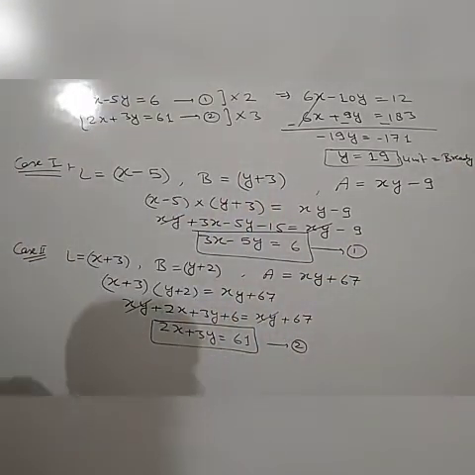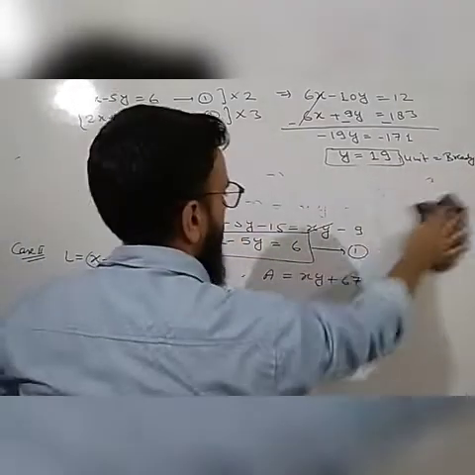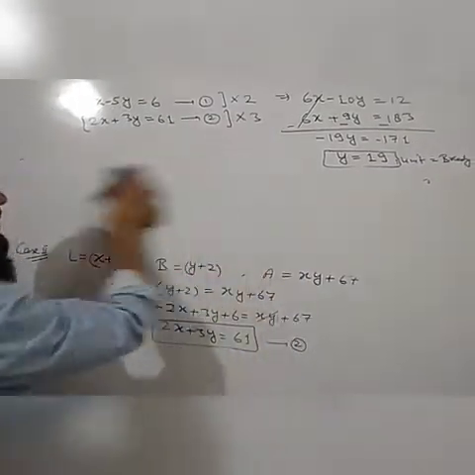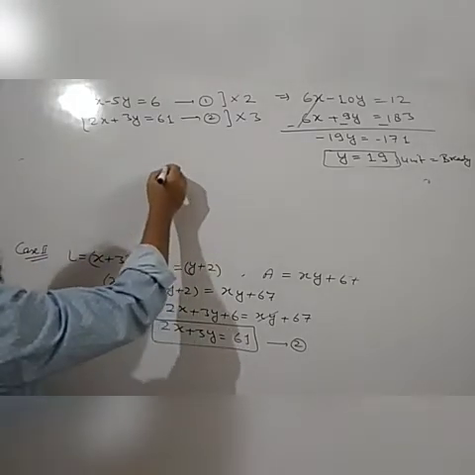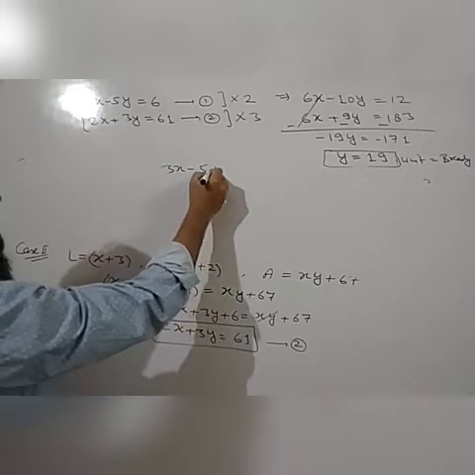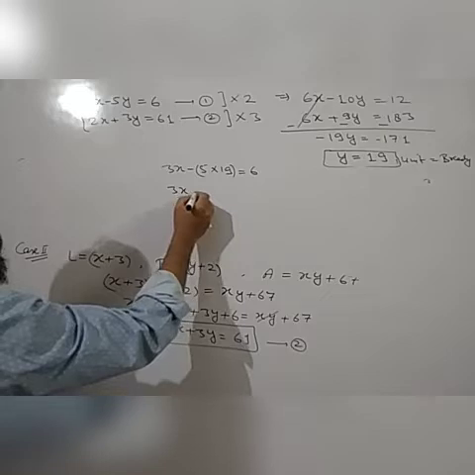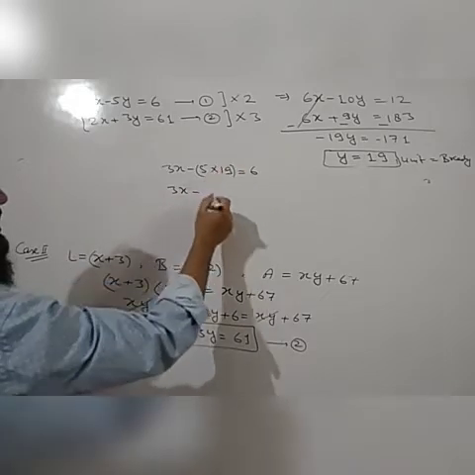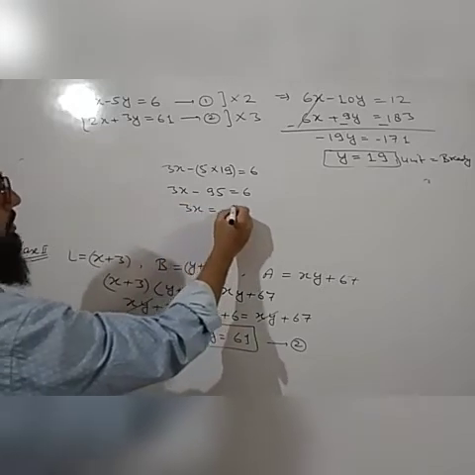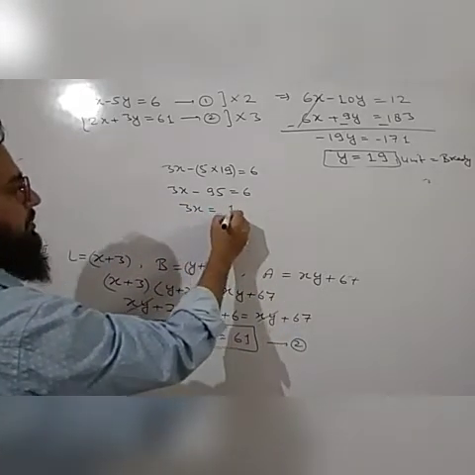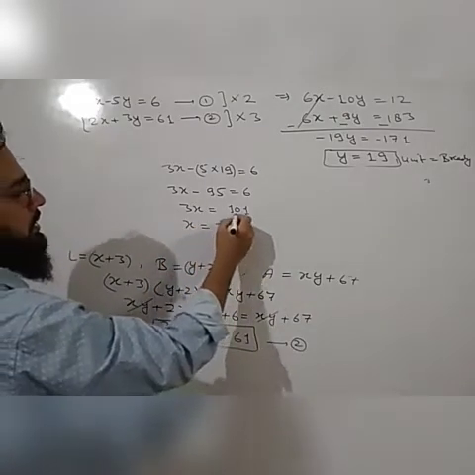Okay. Now if we put the value of y in any of the equations, we will get the length of the rectangle also. So put the value of y in any of the equations. I am putting the value in equation 1. We will get 3x minus 5 into 19 is equal to 6. So it will be 3x minus 95 is equal to 6. So it will be 3x is equal to 95 plus 6. That will be 101. Or the value of x will be equal to 101 divided by 3.